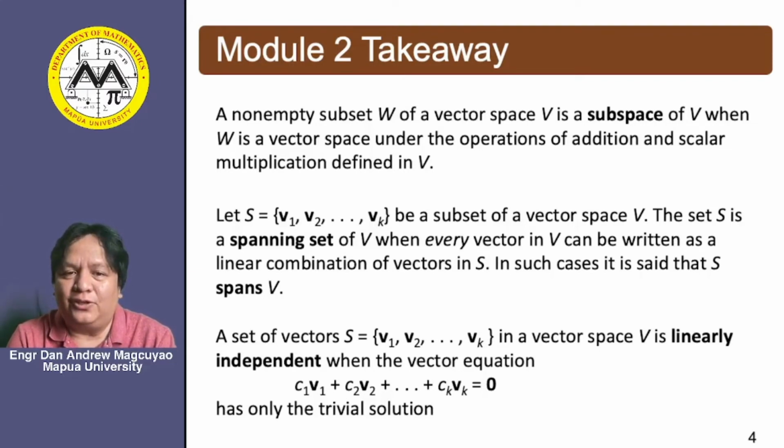A set of vectors S equal to v sub 1, v sub 2, v sub 3, up to v sub k in a vector space V is linearly independent when the vector equation c1 v1 plus c2 v2 and so on and so forth plus ck vk is equal to 0 has only the trivial solution.